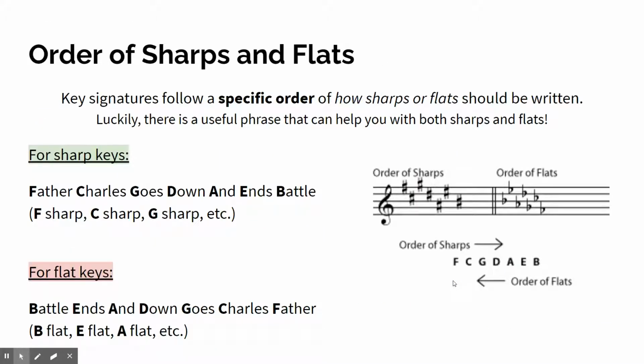Key signatures follow a specific order of how sharps or flats should be written. Luckily, there's a useful phrase that can help you with both sharps and flats. For the order of the sharps, we say, Father Charles goes down and ends battle. F, C, G, D, A, E, B. For the order of flats, it's the same phrase, but backwards. Battle ends and down goes Charles's father. B, E, A, D, G, C, F.